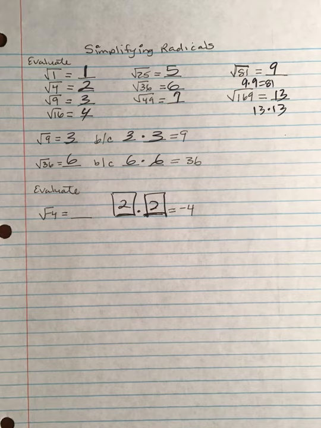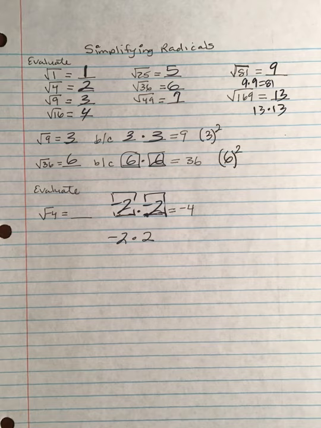Well, 2 times 2 is positive 4, so that doesn't work. And negative 2 times negative 2 would also be positive 4, and that doesn't work. And you can't have one of them negative and one of them positive because you're multiplying the same number by itself. In other words, you could write this as 6 squared, or 3 squared. So there is no real answer. You can't take the square root of a negative number.